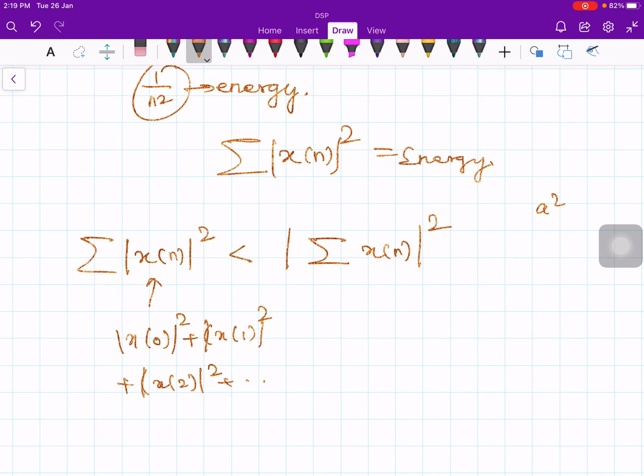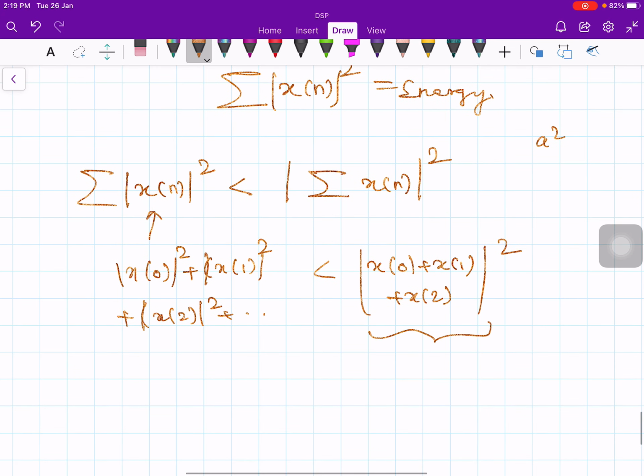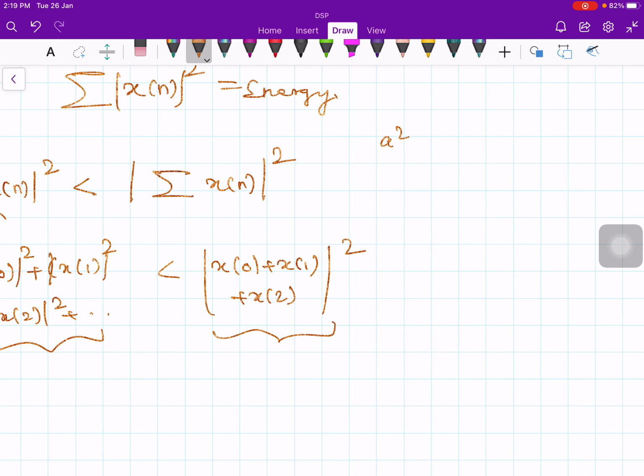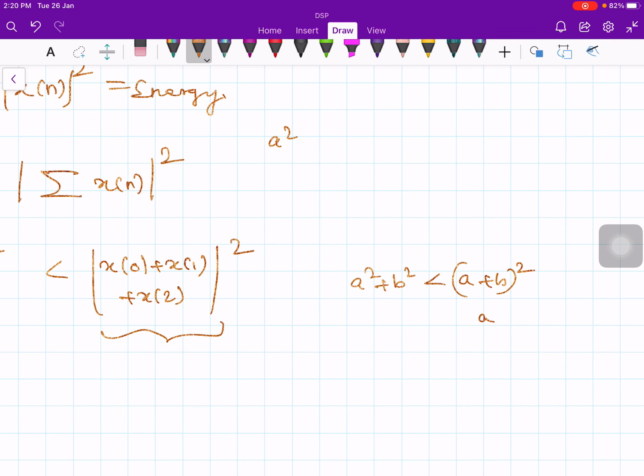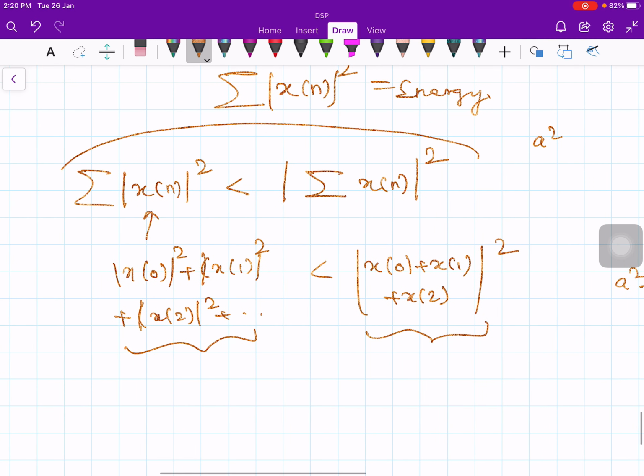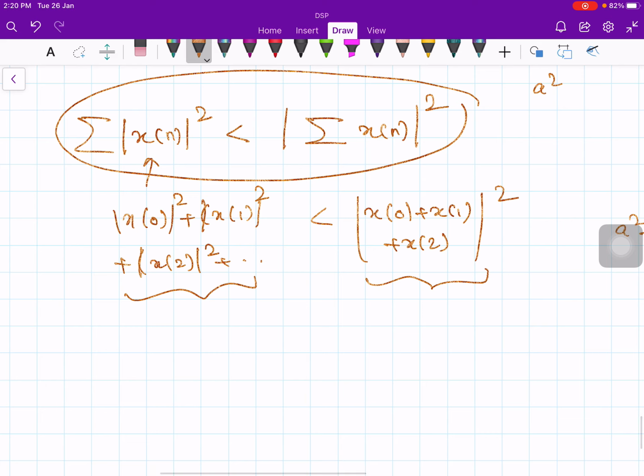And what about the right hand side? Right hand side is x of 0 plus x of 1 plus x of 2 the whole modulus squared. And this will always be higher than this guy. Why? Because a square plus b square is always less than a plus b the whole square. Yes or no? A plus b the whole square is a square plus b square plus 2ab. So likewise I got this inequality. So an absolutely summable sequence has a finite energy.